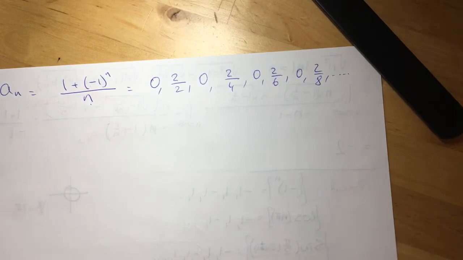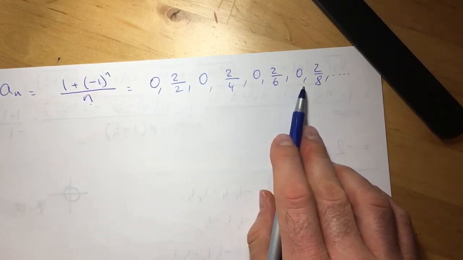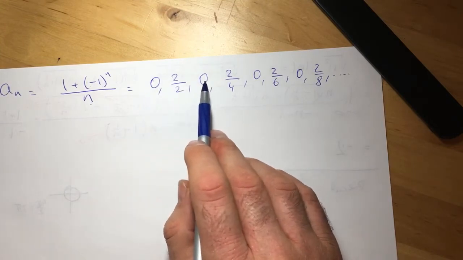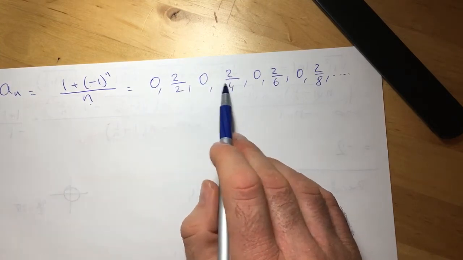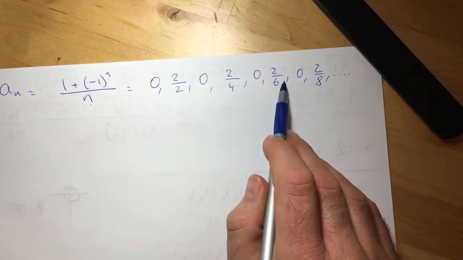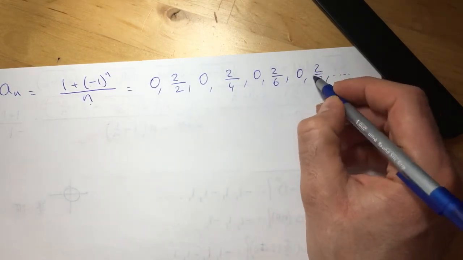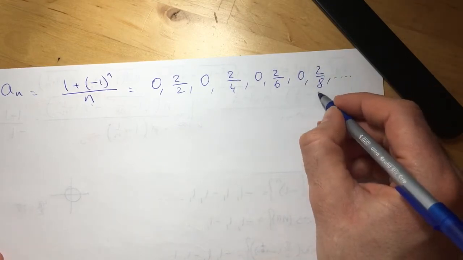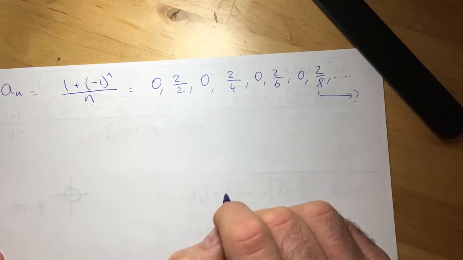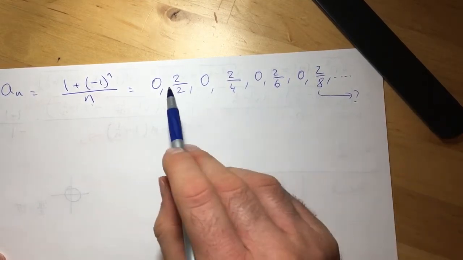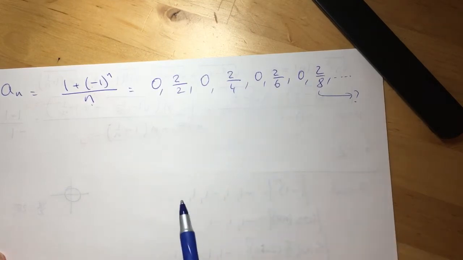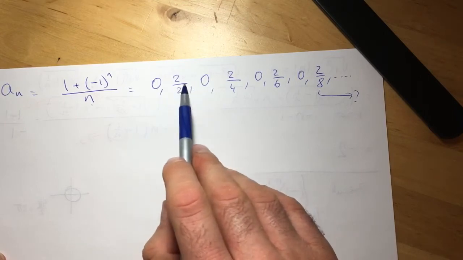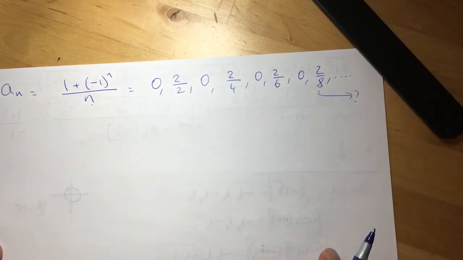So the question is whether this sequence converges or diverges. Obviously, it alternates between 0 and 1, then 0 and 1/2, so it alternates between 0 and some positive value. But that positive value that comes after the 0, as n goes to infinity, does something happen to it? As we're going to see, indeed it does. Both subsequences go to 0, so we will conclude that the sequence goes to 0.